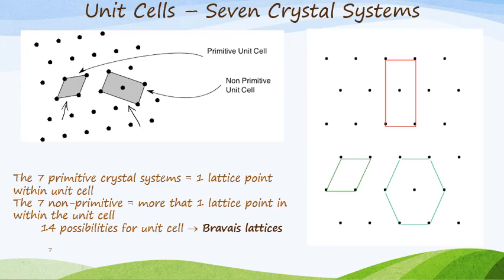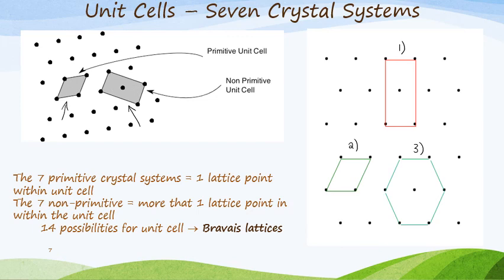There are 14 possibilities for the unit cells. These are called Bravais lattices. You need to just remember these words. This is new terminology for you. Of course, if I gave you some examples and asked you, let's classify this as number 1, this is number 2, and this is number 3, you'd be able to tell me immediately which one is primitive and which ones are non-primitive.